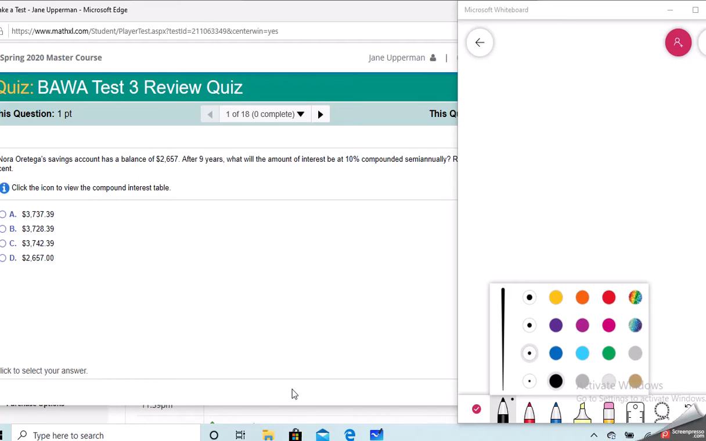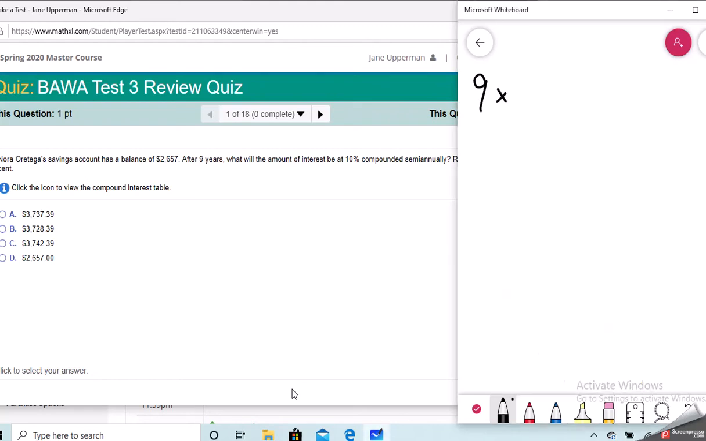Okay, so we have this one where they're asking us to determine the amount of interest. So before we can figure out the interest, we have to figure out what the future value is. So we've got 9 years and it compounds semi-annually. So 18 is going to be our N. We have a 10% interest rate, and that is also compounded semi-annually because these are always going to match. They'll always be the same.